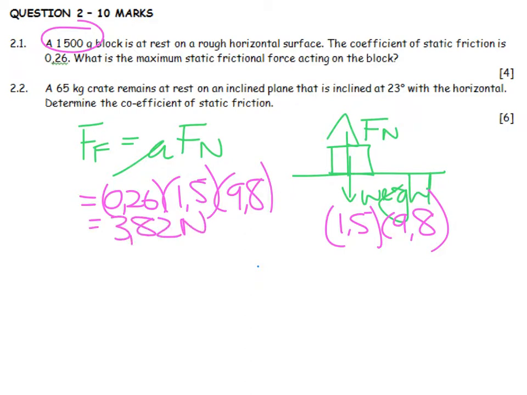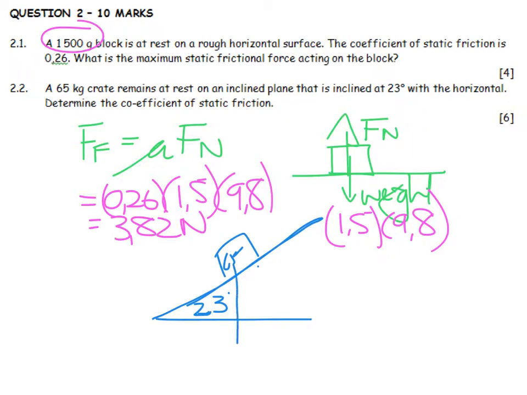A 65 kilogram crate remains at rest on an inclined plane. Its angle of inclination is 23 degrees. Determine the coefficient of static friction. So the first thing that I need to do is resolve this block into its components. So this is a 65 kilogram block, which means that its weight going downwards is 637. We've then got a component acting over here, and we have a component acting down the slope, which would be equal to, on a triangle, something over there.